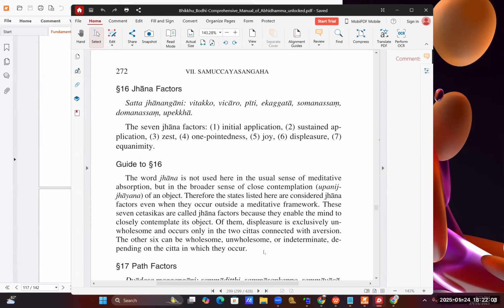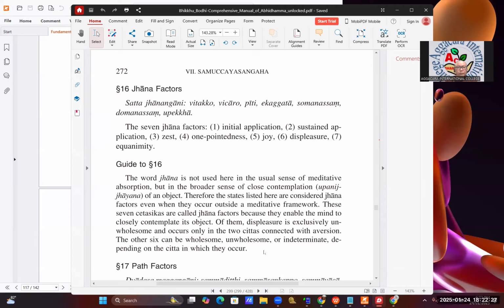Satta jhanangani: vitakko, vicaro, piti, ekaggata, somanassam, domanassam, upekkha. The 7 jhana factors: 1. Initial application. 2. Sustained application. 3. Zest. 4. One-pointedness. 5. Joy. 6. Displeasure. 7. Equanimity.